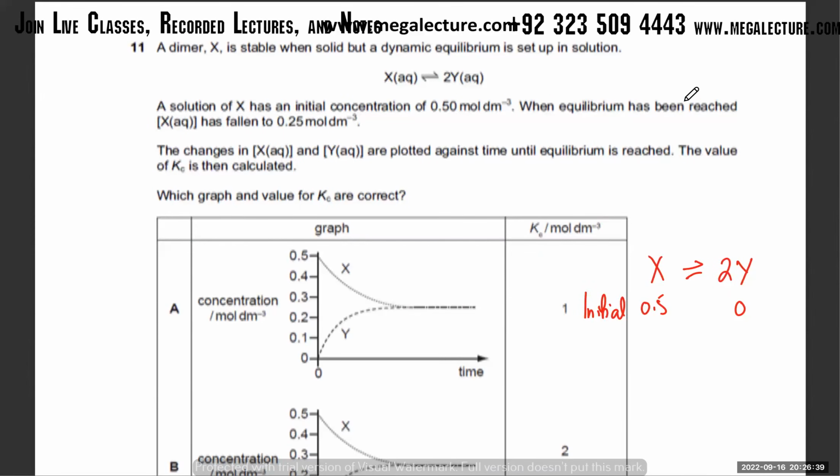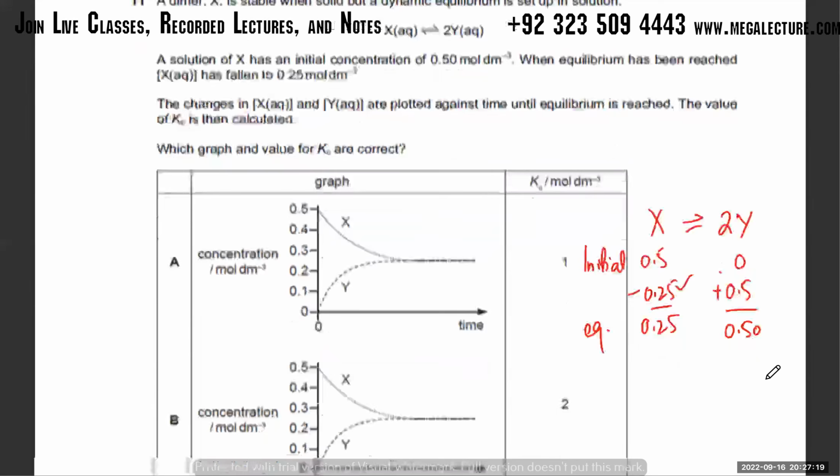Then he says that when equilibrium has been reached, the concentration of x falls to 0.25. So at equilibrium, it's 0.25. So that means how much of it reacted? 0.25. Minus means 0.25 reacting, right? So if 0.25 is reacting, on the other side how much will get produced? It's 1:2. So 0.25 is reacting, so here 0.5 will get produced, right? Is that clear? Yes. So your equilibrium moles of y are going to be 0.5, because initially you didn't have any y. Now you've got 0.5.